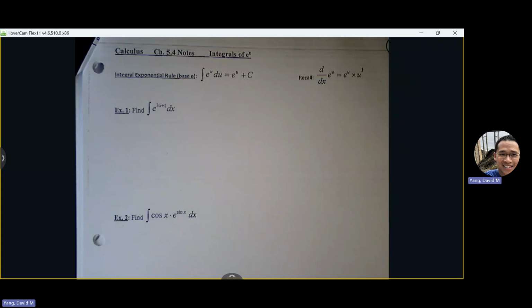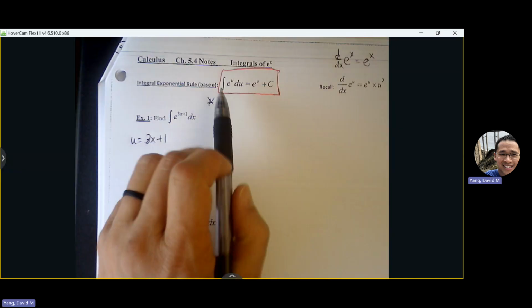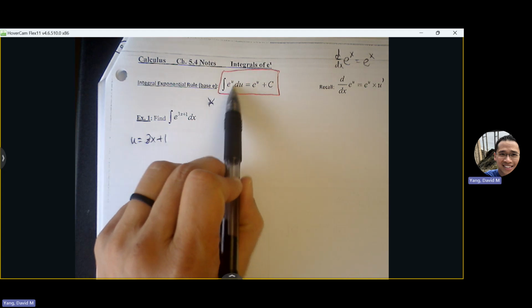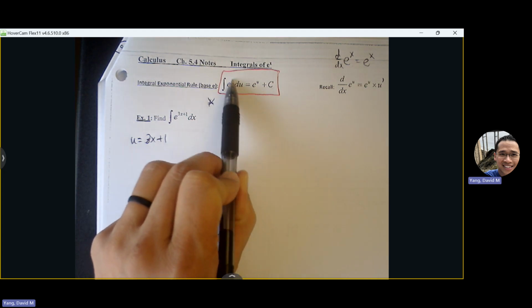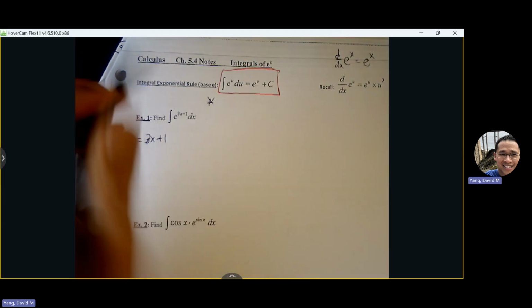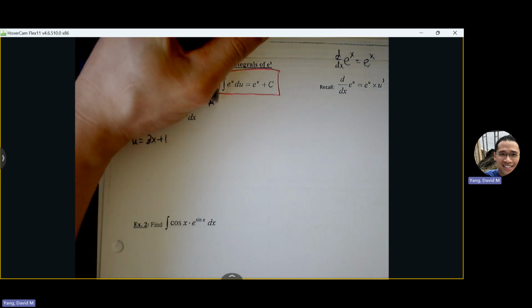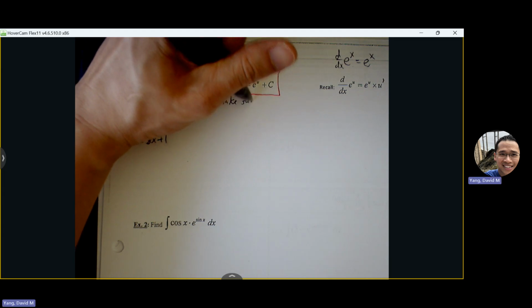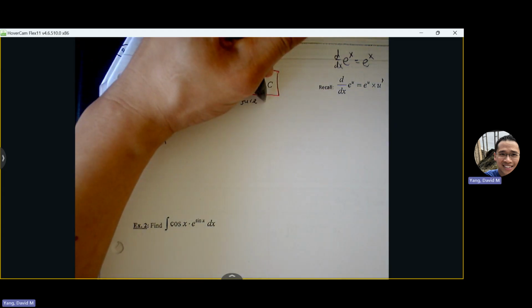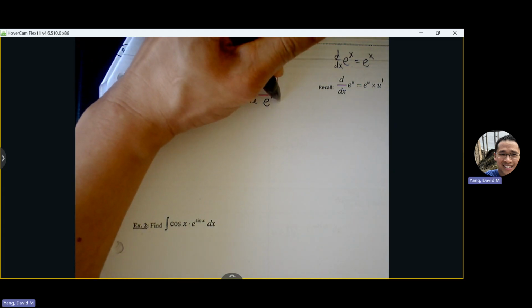Oh, and here's something to keep in mind: if you want to go through u substitution, you want to make sure that your e is in the numerator. If your e is in the denominator, you need to move it up to the top before you assign your u value. So a couple of points to highlight: make sure if you want to use this rule that your e to the u is in the numerator.